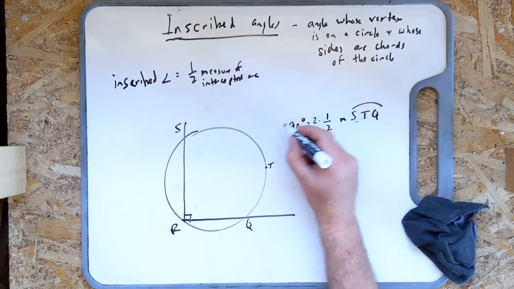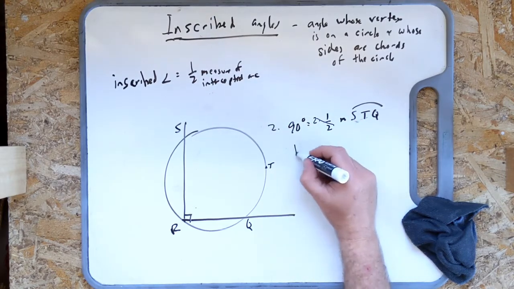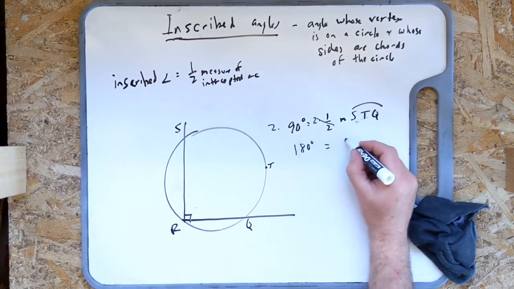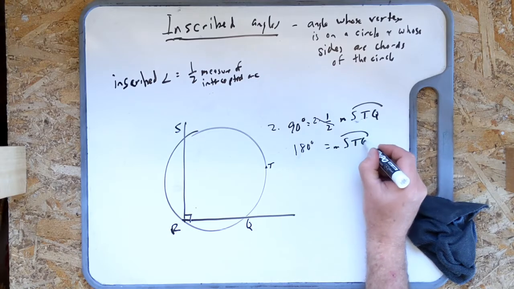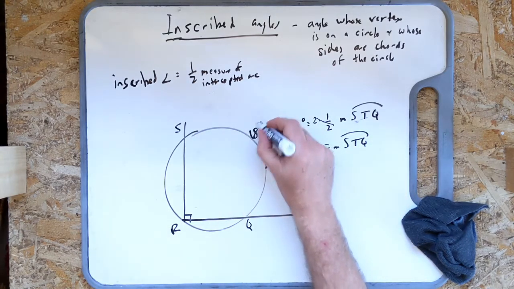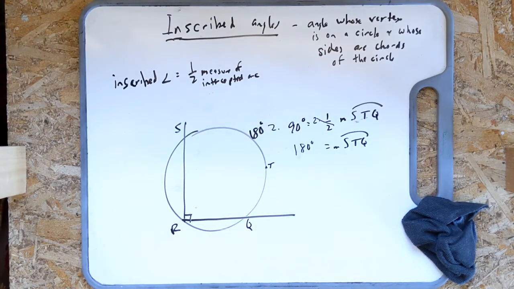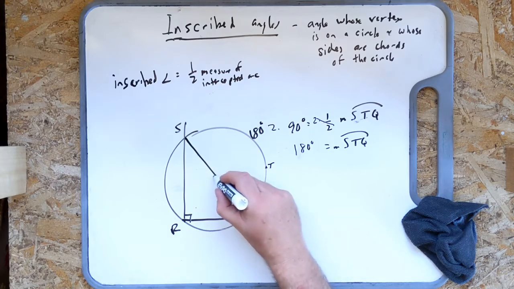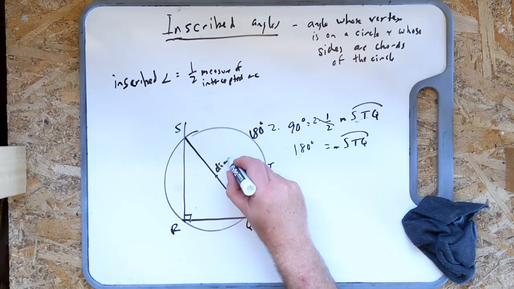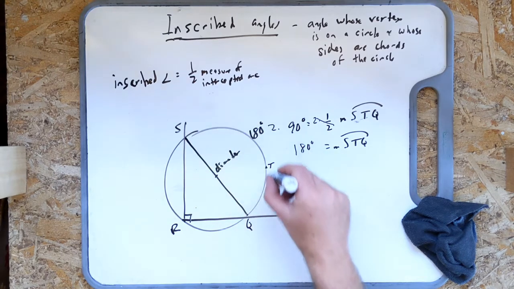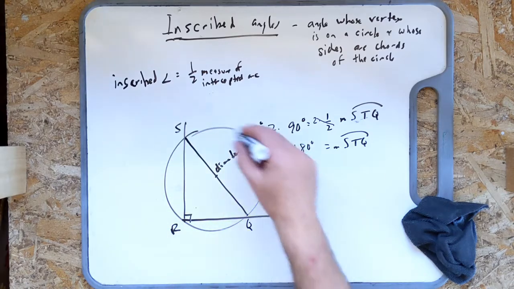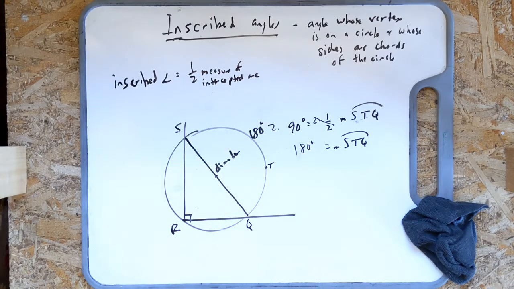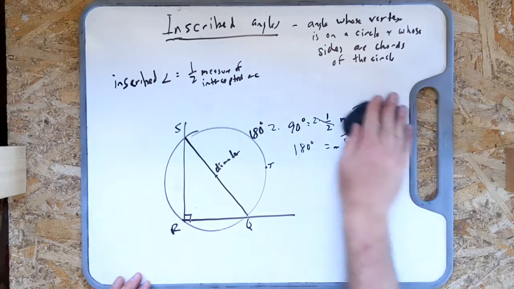So the arc is twice the angle. In other words, if this is 90, this is 180. If this is 180, this would be 90. Now if this was 180, this also means that this line here is the diameter, because 180 degrees is 1/2 the circle, so we basically cut out 1/2 the circle by doing that. Let me give you another example.